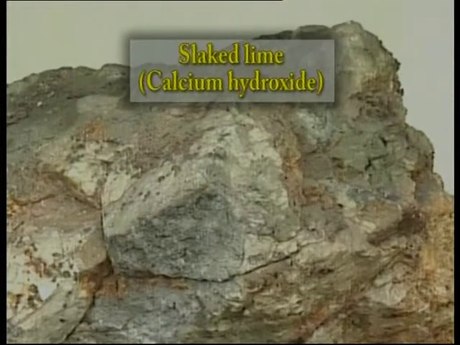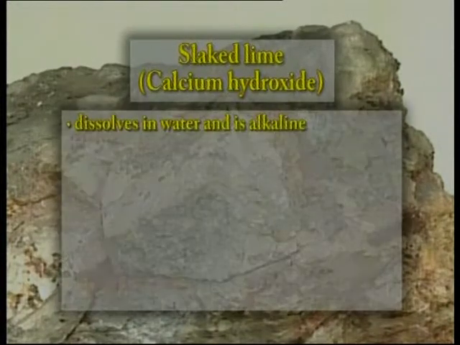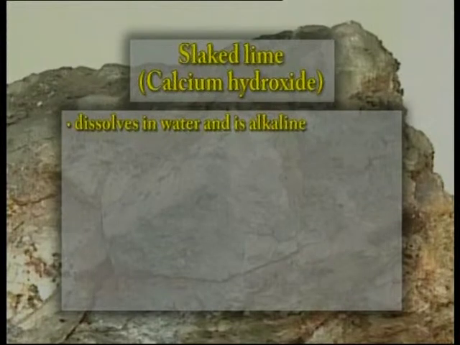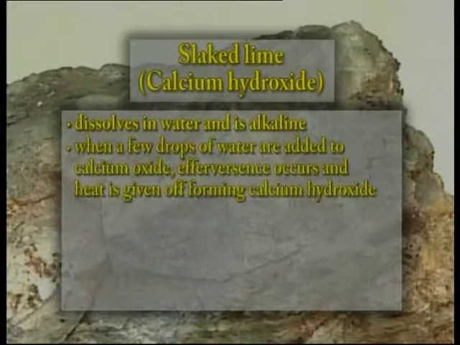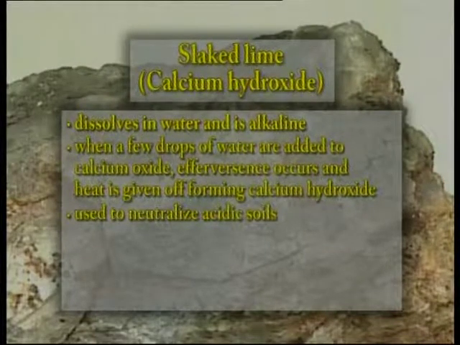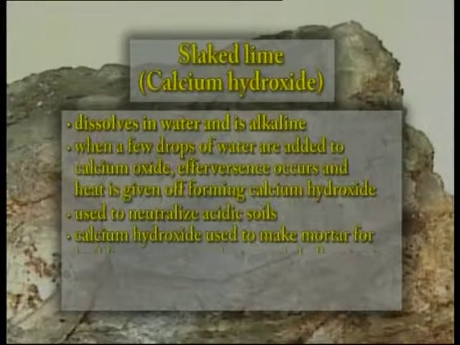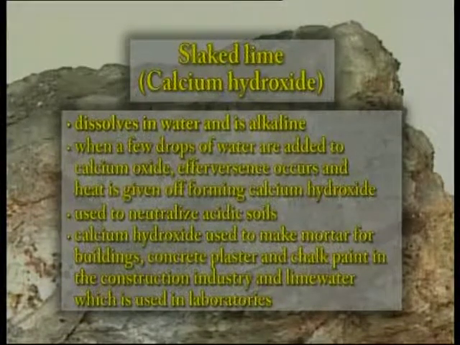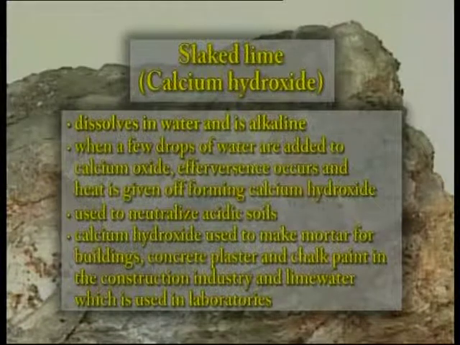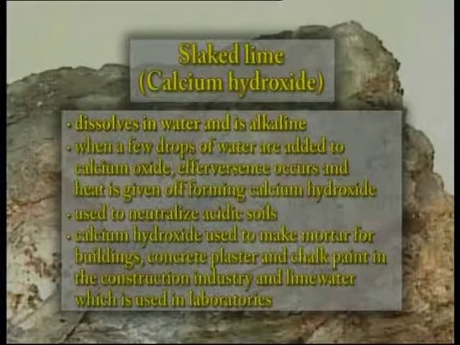Slaked lime or calcium hydroxide dissolves in water and is alkaline. When a few drops of water are added to calcium oxide, effervescence occurs and heat is given off, forming calcium hydroxide. It is used to neutralize acidic soils. Calcium hydroxide is used to produce mortar for buildings, concrete plaster and chalk paint for the construction industry, and lime water, which is used in laboratories.